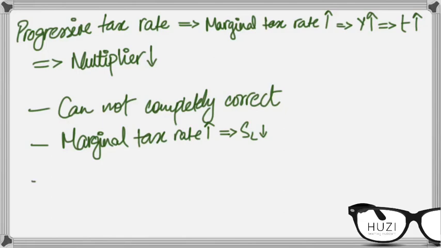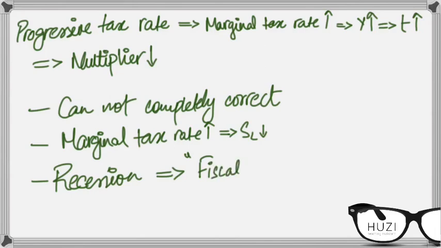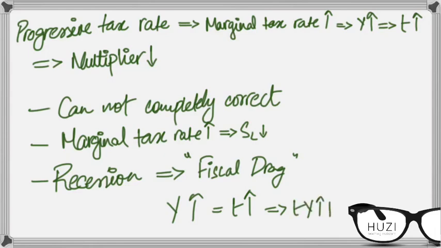Also say an economy is in a recession and is moving towards economic recovery. Automatic stabilizers will reduce the magnitude of the recovery. This is called fiscal drag. Because if your equilibrium income rises, average tax rate rises because of the rise in the marginal tax rate. This will lead to higher amounts being paid in the form of taxes, and this dampens the magnitude of economic recovery.